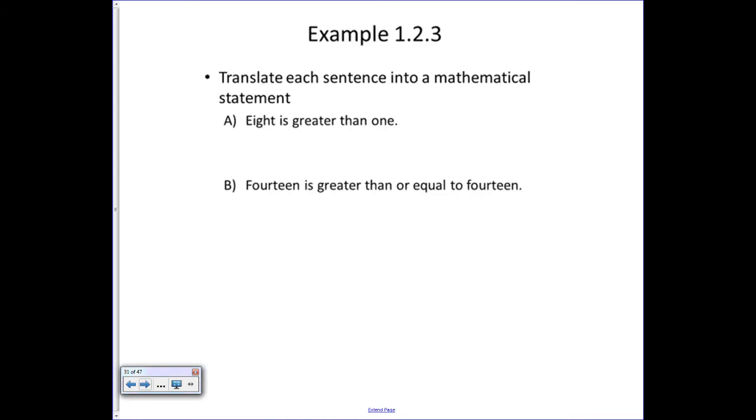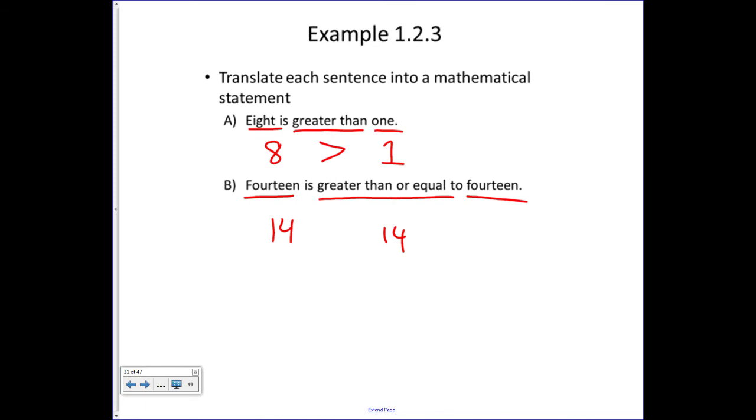So let's try some more. 8 is greater than 1. So we know 8 is just 8. And 1. Greater than, 8 is greater than 1. 14 is greater than or equal to 14. Greater than or equal to, just looks like that.